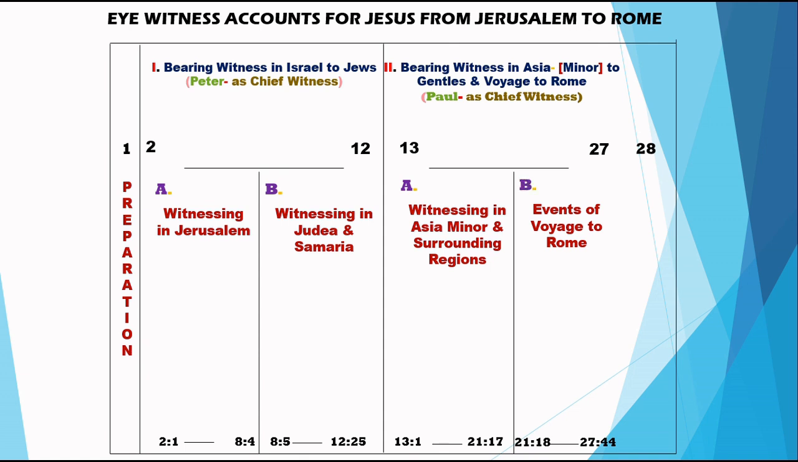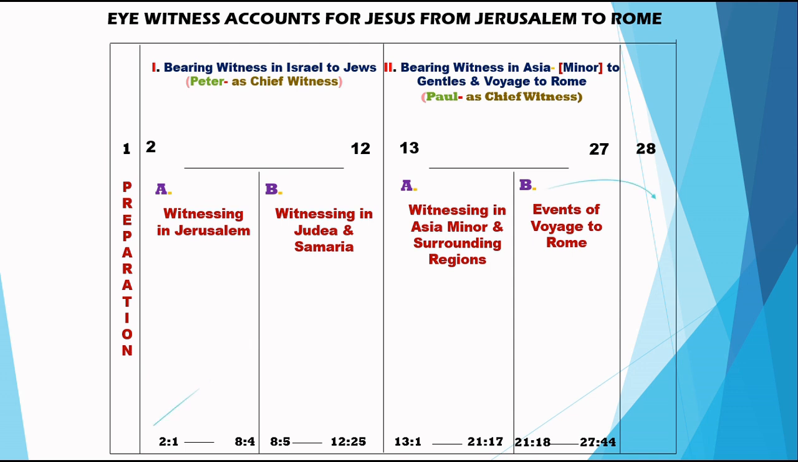So events of the voyage to Rome, because it is in this section that Paul ends up getting arrested when he travels to Jerusalem, and he claims to be a Roman citizen also, so he wants to appeal his case to Rome, and so hence the voyage begins to Rome.